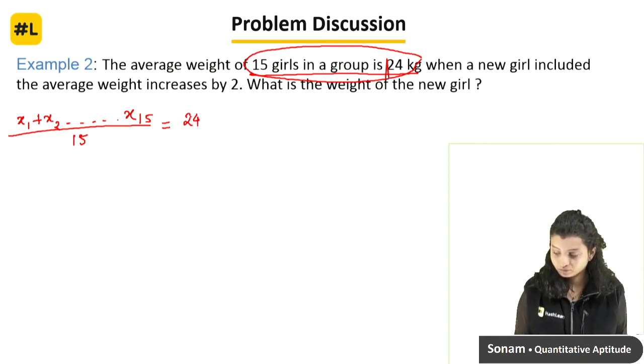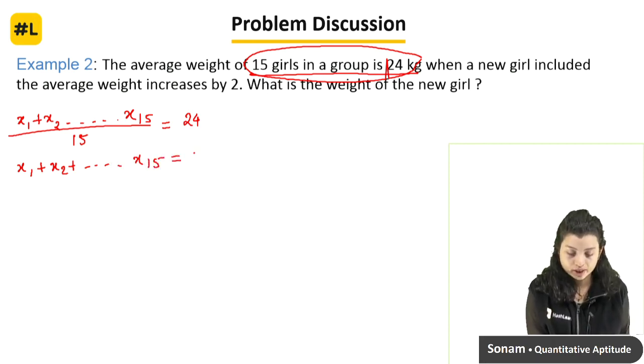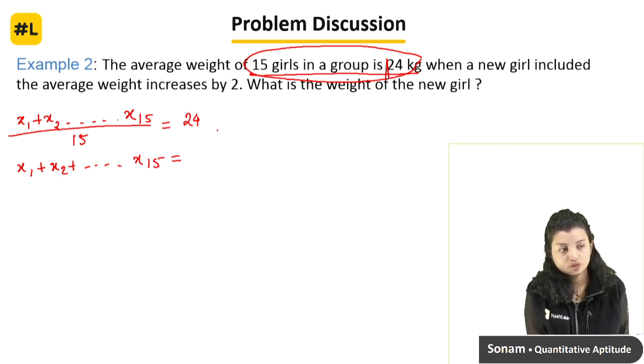Correct? Okay. So my first equation will look like x1 plus x2 till x15 is equals to, you will multiply this 15 into 24. So you will get 24 into 10, 240 plus another 120, correct? Because 5 into 24, so we will get 360.